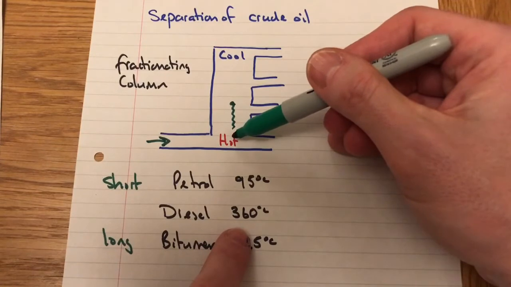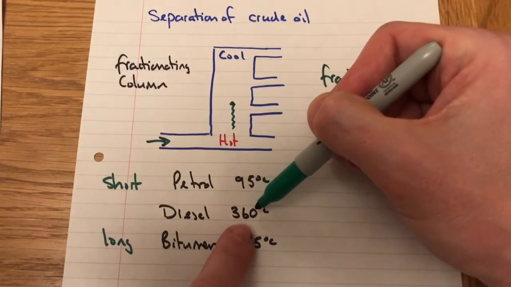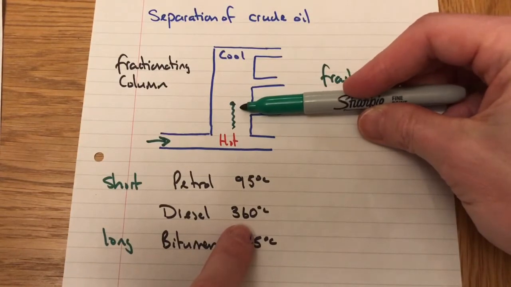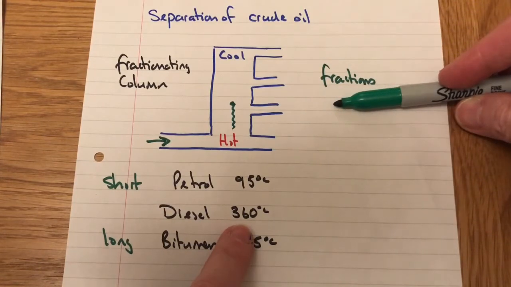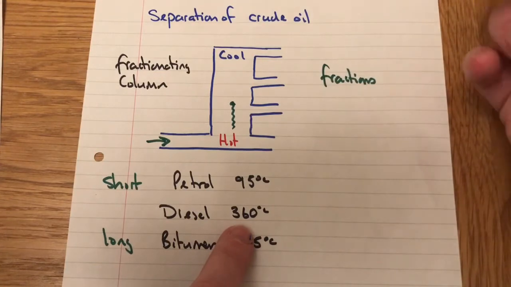Next to evaporate would be the diesel. So the diesel starts to evaporate. It wouldn't come up as high as the petrol because its boiling point is much higher, so it'll probably come somewhere down here. And the diesel then condenses, is taken away as another fraction, and we've separated it, and again that goes off for use. Diesel is used in lorries and transportation.